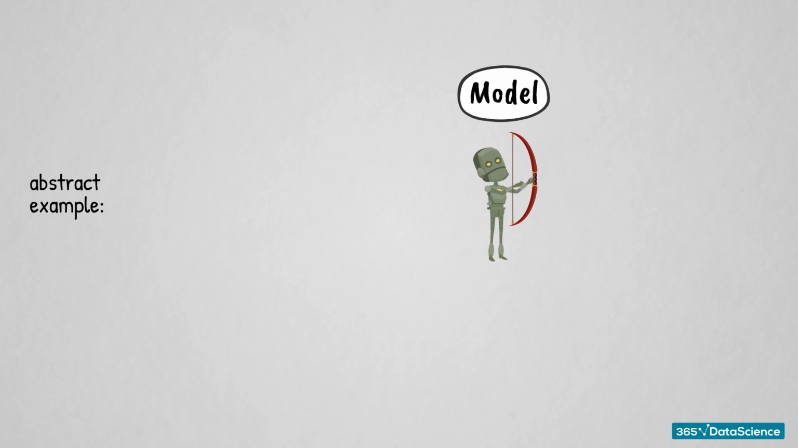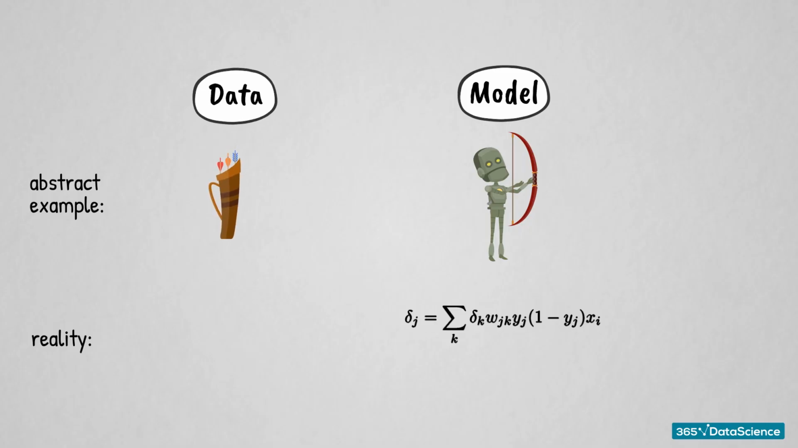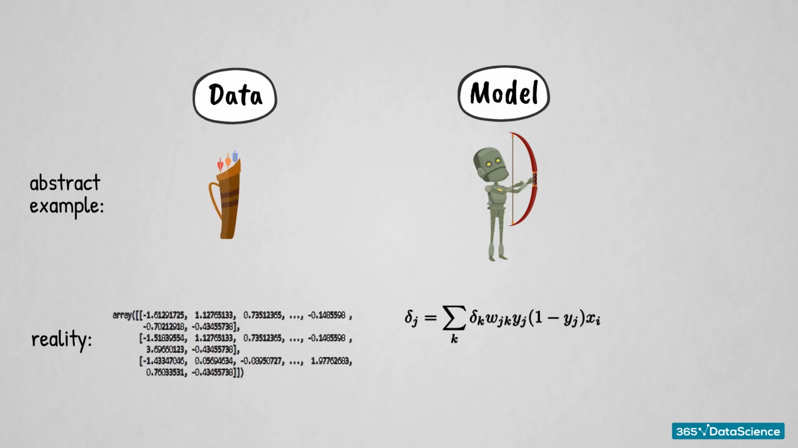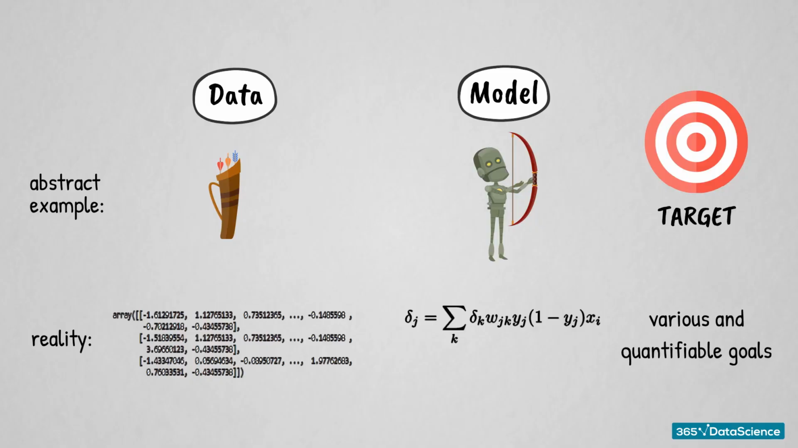Awesome! In addition, don't forget the robot archer was an abstract depiction of what a machine learning model can do. In reality, there are robots, yes, but the model will be a highly complex mathematical formula. The arrows will be a data set, and the goals will be various and quantifiable.